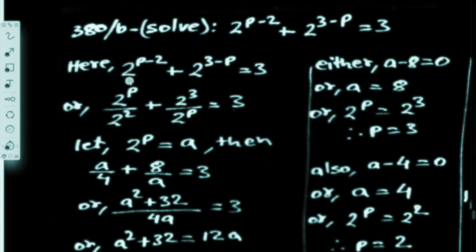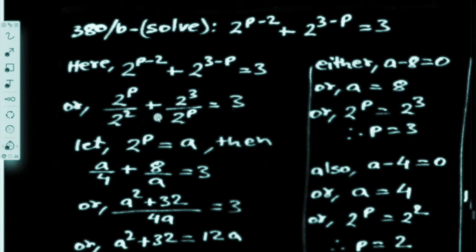Here the question is written as usual: 2 power p minus 2 plus 2 power 3 minus p equals 3. Writing it as 2 power p by 2 power 2 plus 2 power 3 by 2 power p equals 3, since p is in minus form, 2 power p should go to the bottom.